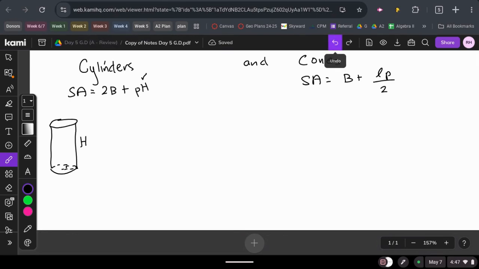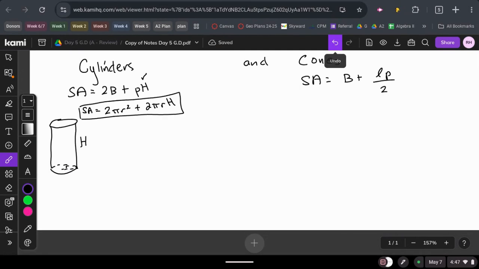So the area of a circle is pi r squared, so it will be 2 pi r squared. And then the perimeter of a circle is the circumference, so 2 pi r, and that still is multiplying by h. So this is the formula for the surface area of any cylinder.